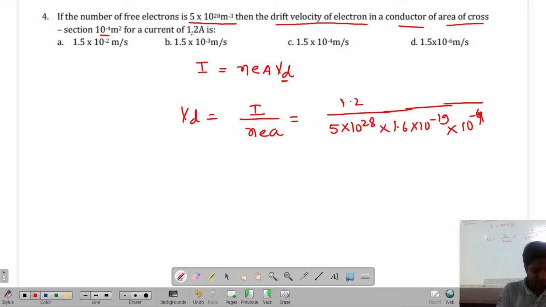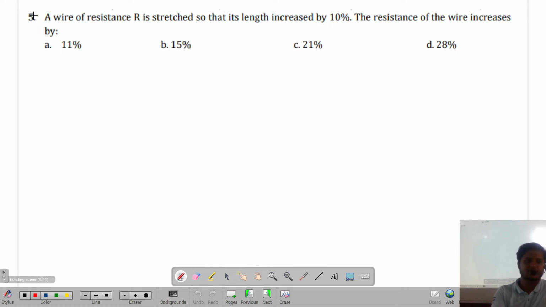Wait. The answer of this question, question number 4, is option D, 1.5 into 10 to the power of minus 6. Question number 4, option D. Good or not? Yes or no? Can I move to next question? Question number 5.